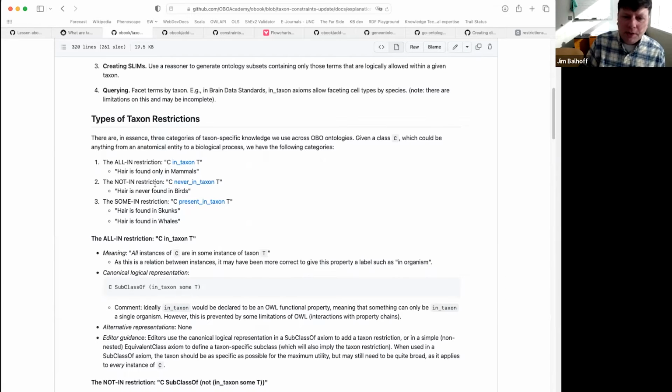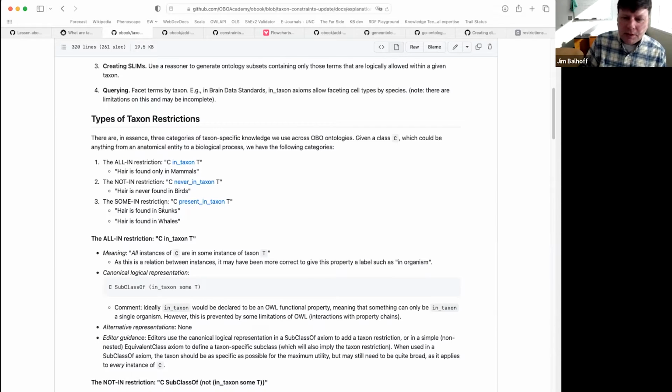Another one is a never in or not in, so C never in T would be a statement like hair is never found in birds. That way, if you ever create some logical construct or make an annotation that's linking a hair or some type of hair to something that's a bird, you'll get a logical error.